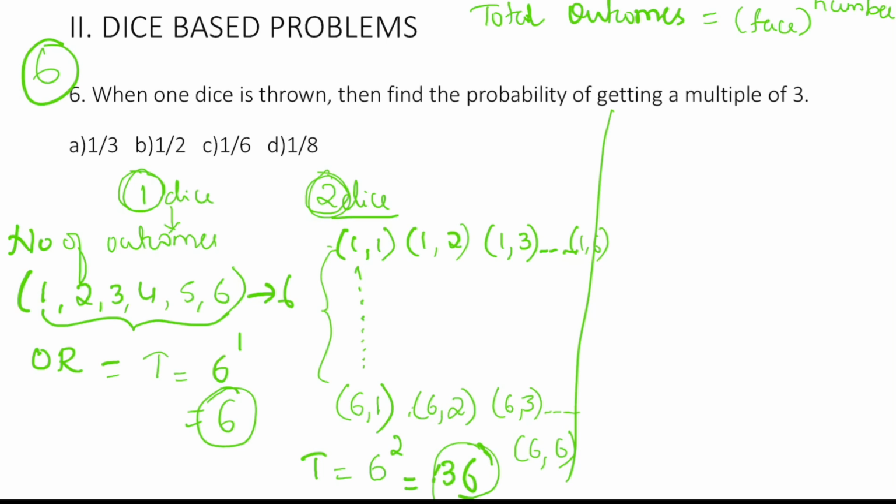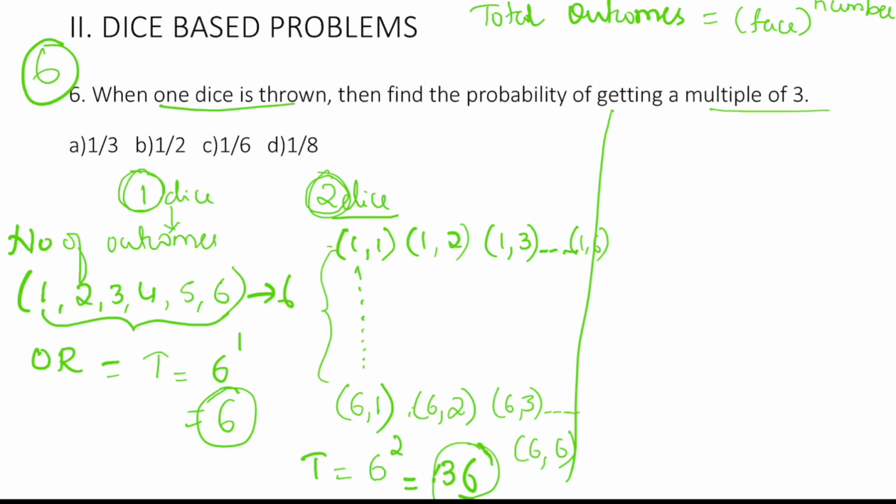Now, when one dice is thrown, find the probability of getting a multiple of 3. First we will solve by the basic method, then we will see the trick on how to solve dice based problems. The way we solved coin based problems with that table which I gave, similarly we will have a table for dice based problems also, and by that table we can solve any dice based problem within hardly 2-3 seconds.